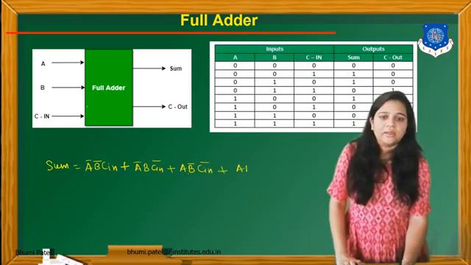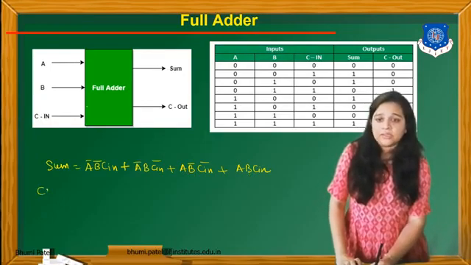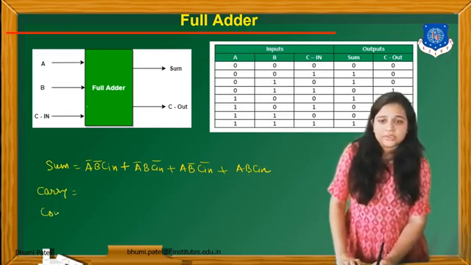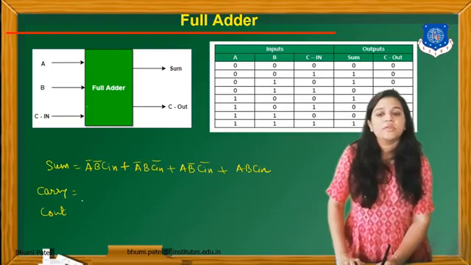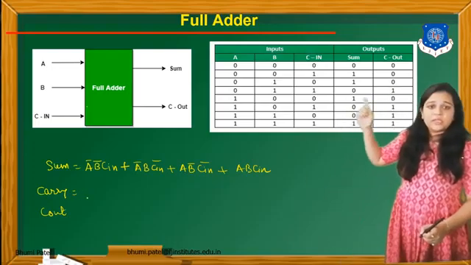So we can write here A, B, C in. Okay, so this is the equation for the sum. Now the next equation is for the carry, and it is known as the C out. Okay, so what is the equation of the C out? So first of all, one is here. So what is the equation?